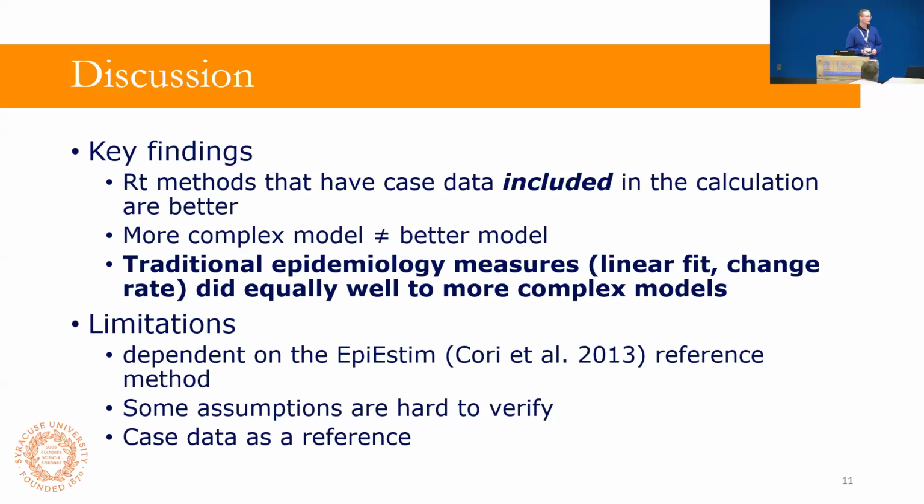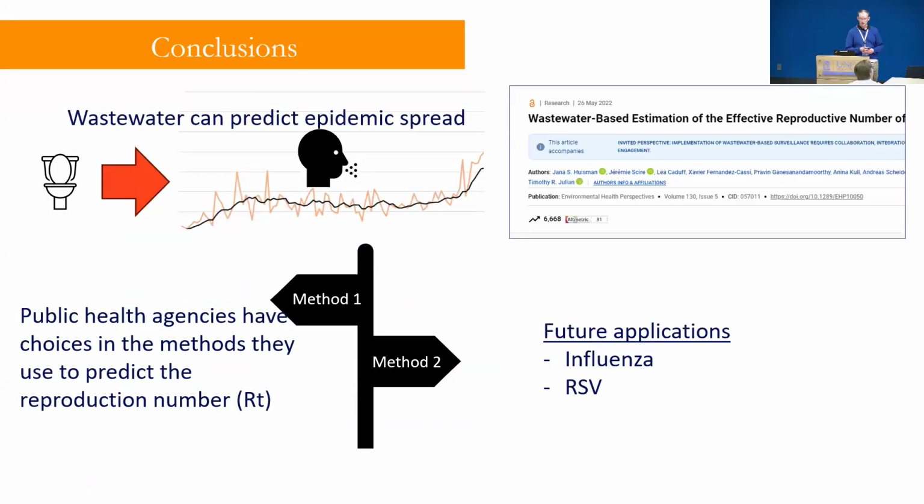And then using case data as a reference has its own issues because of different reporting standards. But just to conclude, we feel that wastewater can definitely be used to calculate this number and predict the epidemic spread. So it has a lot of utility there. And public agencies have a lot of choice when choosing a method for calculating this number. And we think it can be used for diseases beyond COVID, like influenza and RSV.